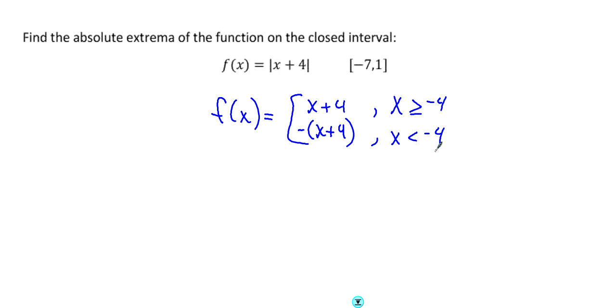Okay, so what I had to do here is take my absolute value function and split it up into two pieces. Then it's very similar to the problem we did just a minute ago with the piecewise function. So the first thing we're going to do is find the derivative. f prime of x equals, so this is positive 1 and this is negative 1.